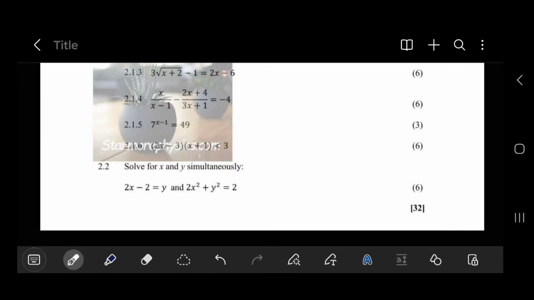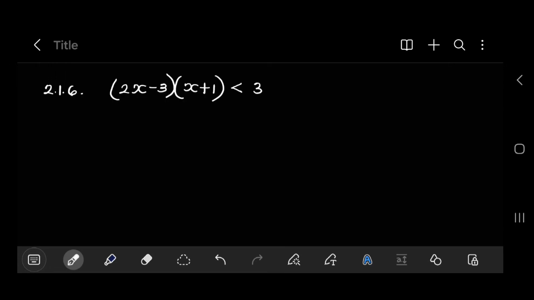So now 2.1.6 is an inequality, and we've got 2x minus 3 times x plus 1 is less than 3. When it comes to inequalities, just like equations where we need to solve for x, we can only take the brackets and equate it to 0 if there is a 0 on the right hand side. But here we have a 3. So what we actually need to do is expand the brackets on the left and take the 3 over to the left. So let's do that.